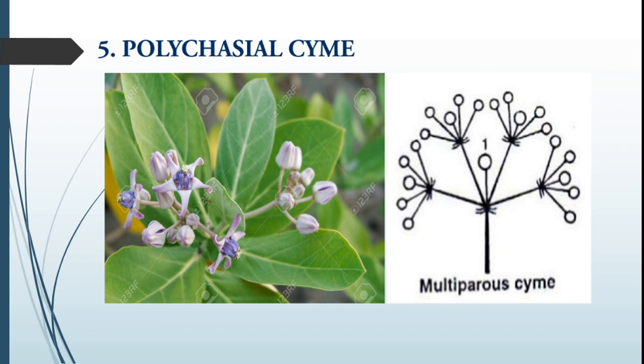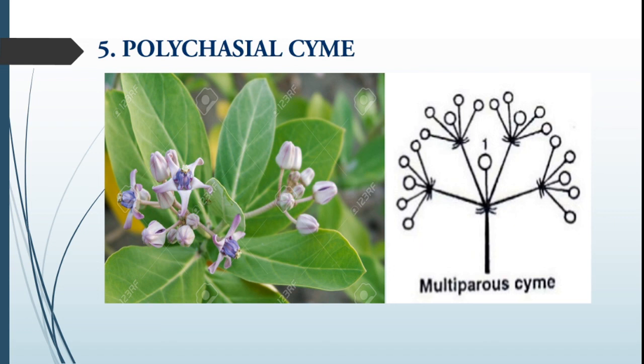In scorpioid cyme, the single branch formed alternately changes or switches its position. That is, suppose the first branch starts from the left side, the second branch starts from the right side, then left, right. But in helicoid cyme, the successive lateral branches arise from a single side, either from the left or from the right. Hamelia is an example for helicoid cyme, and Heliotropium is the example for scorpioid cyme.